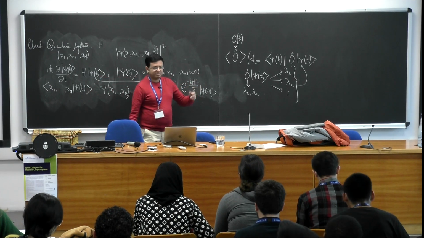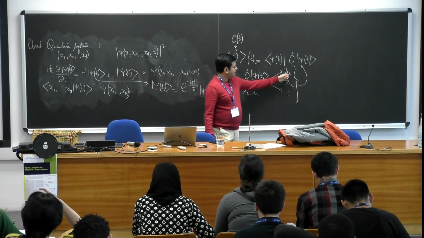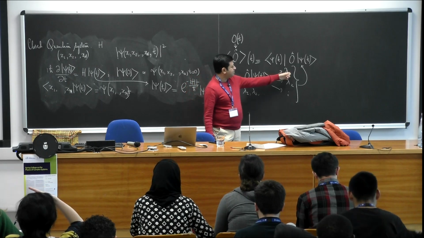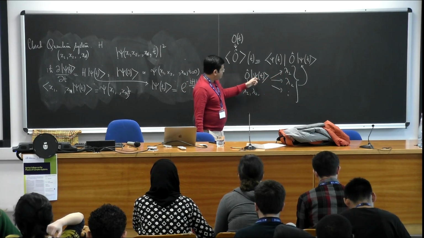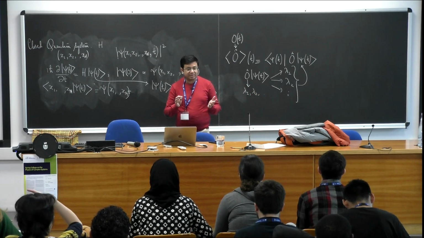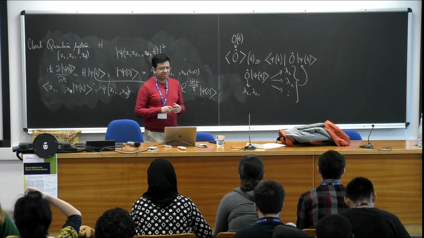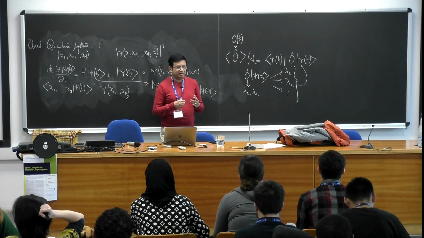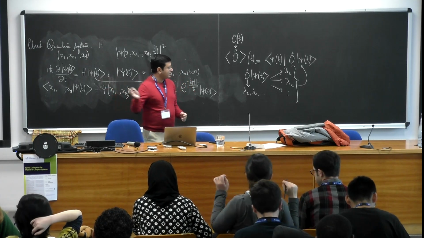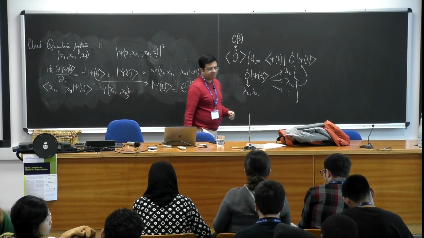But here I may get many values. When I do the measurement once, I get eigenvalue lambda 1, and the system will collapse into the corresponding eigenstate, or I may get lambda 2, lambda 3 and lambda 4. So I have an uncertainty associated with the outcome of a measurement. I am not sure which is the value. I will not get one value, I may get many different values, and the average of all the values is what is given by the quantum expectation.